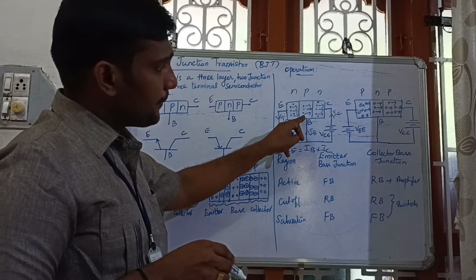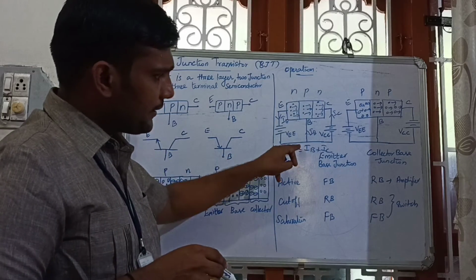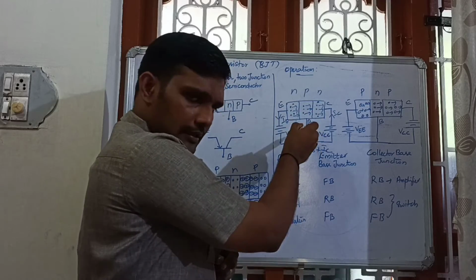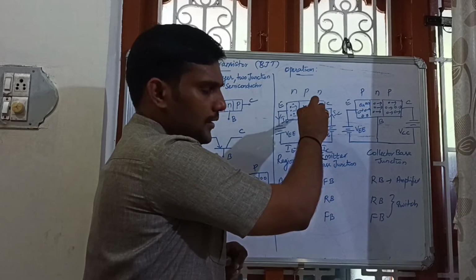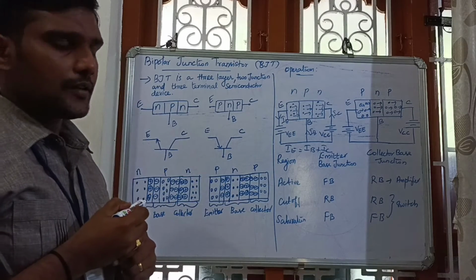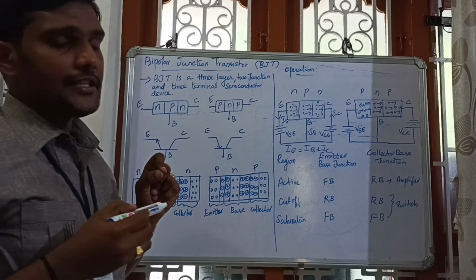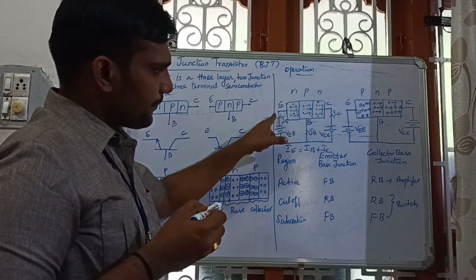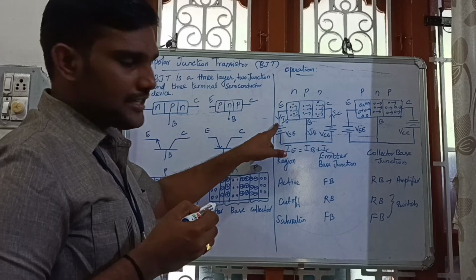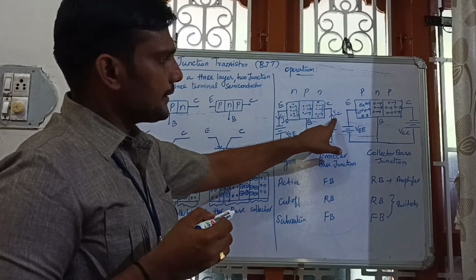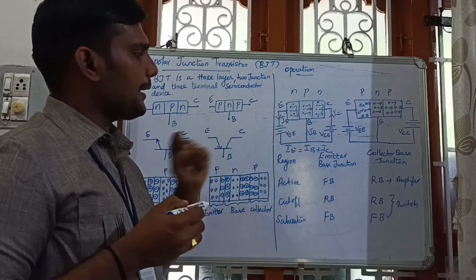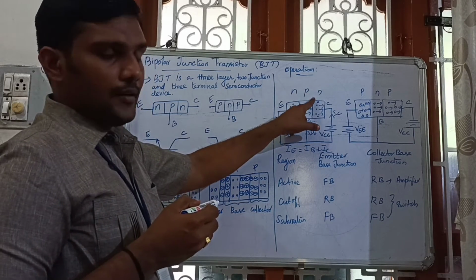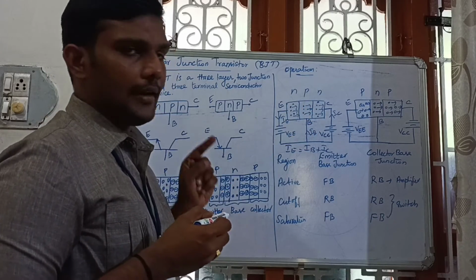And from the base region, some of the electrons are flowing in this direction also. So the electrons are flowing in this path, also in this path. So there is a current conduction. The conventional current direction is the reverse of the flow of electrons. So here the emitter current IE, here the base current IB, here the collector current IC. So IE is equal to IB plus IC. In the NPN transistor, the current conduction is due to the electrons.